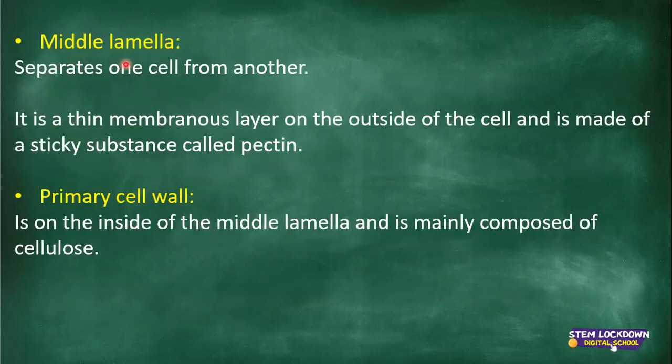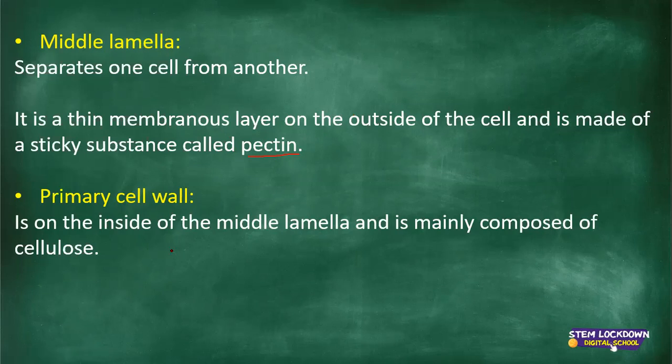The middle lamella separates one cell from another. It is a thin membranous layer on the outside of the cell and is made of a sticky substance called pectin. These terminologies, guys, are very important. You will be asked about these. Pectin is the one that makes up the middle lamella. It's a sticky substance. What does the middle lamella do? It separates one cell from another.